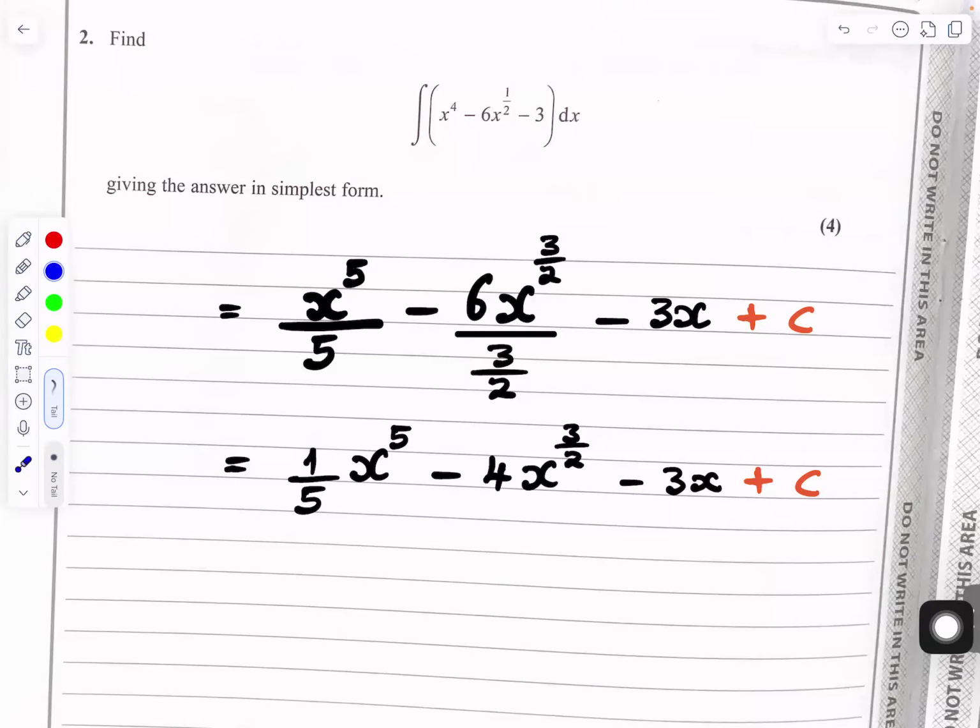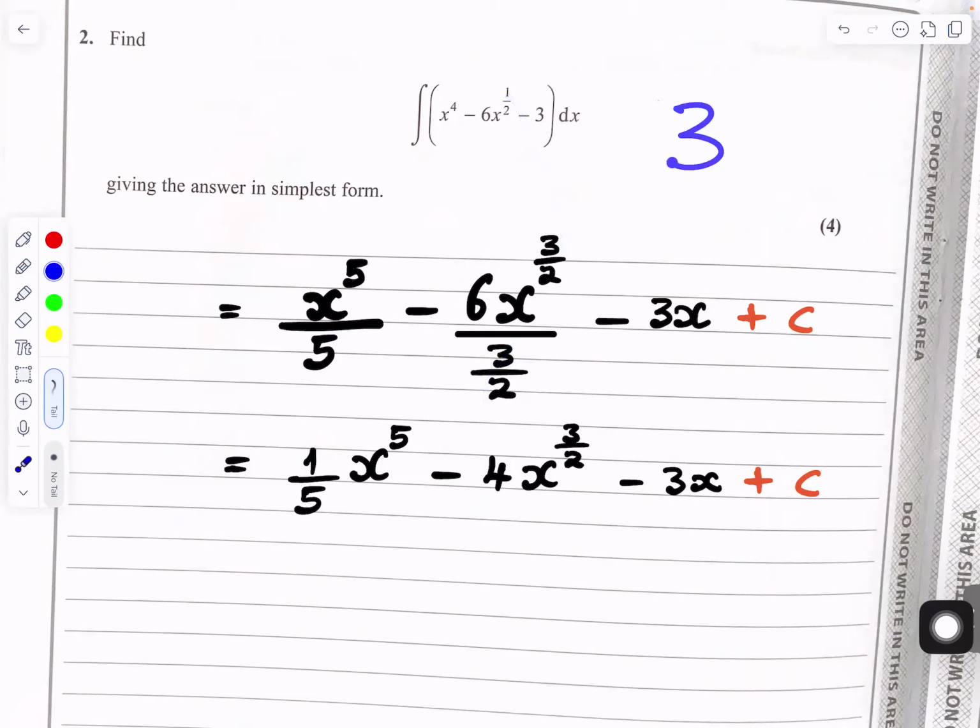Question number 2, find the integral, giving the answer in the simplest form. It's a 4-mark question. So integration means add 1 to the power and divide by the new power. And you add the constant at the end. So 4 is the power, 4 plus 1 is 5, and you divide by 5. Half plus 1 is 3 over 2, and you divide by 3 over 2.